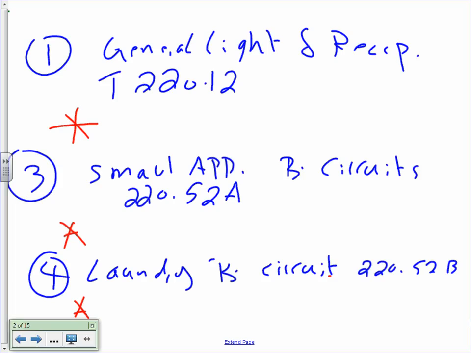So for this apartment building, the first thing we need to do is the general lights. Does that sound familiar to you? That's from the sheet that we did yesterday. I have my general lights and receptacles for this apartment building. This is coming from table 220.12. Anybody can tell me what's the volt-amp per square foot for a dwelling?